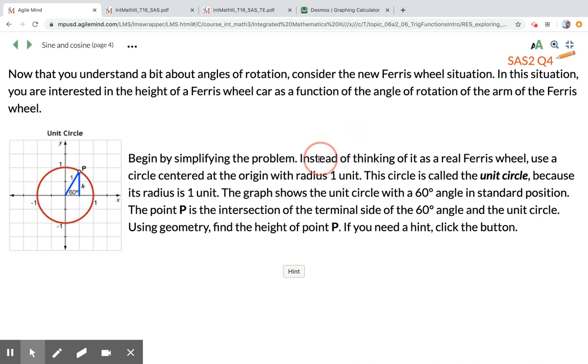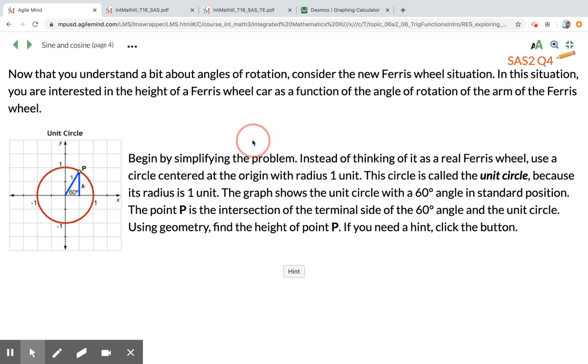So now that you understand a little bit about these angles of rotation, here's what I'm going to do. Because it's a Ferris wheel, I'm swinging it up. But remember how we were looking at the height at any point in time on the Ferris wheel? When I draw in that height, I end up making a right triangle. Isn't that beautiful? So I made a lovely right triangle.